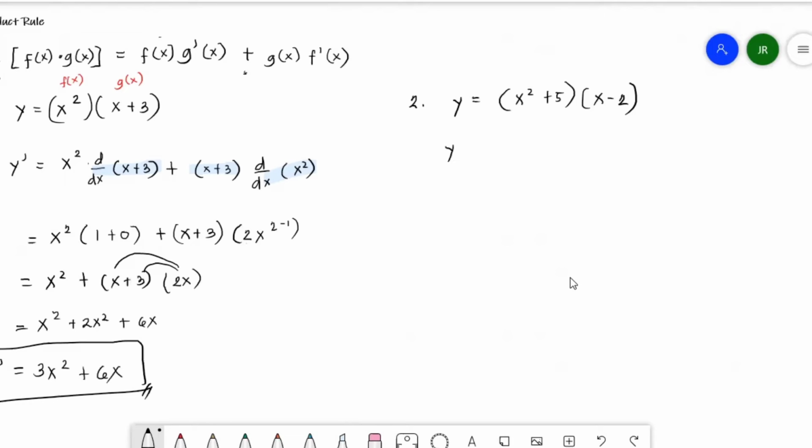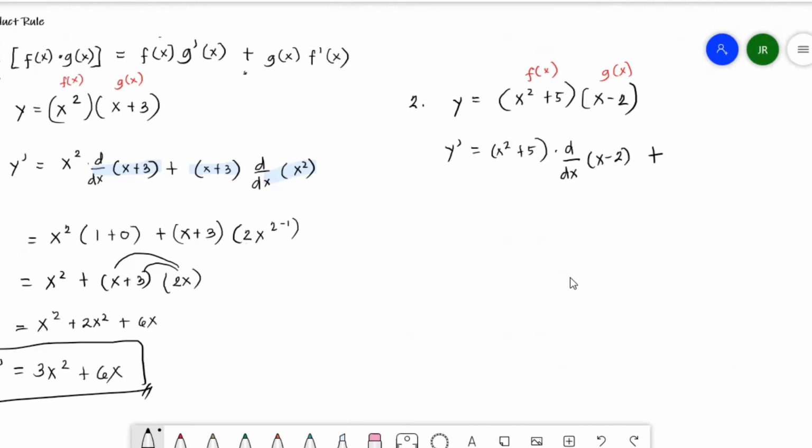Okay, so again, y prime is equal to, this is your f of x, and this is your g of x. So sa product rule, kopyahin si f of x, x squared plus 5, then multiply by the derivative ng g of x, derivative of x minus 2. Then add yung g of x naman. Okay, so again, tandaan nyo lang dito, first to second derivative.